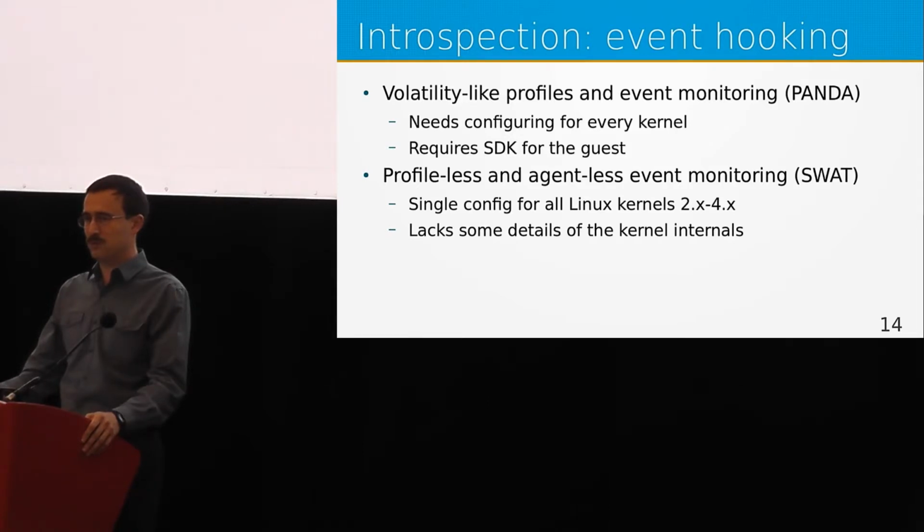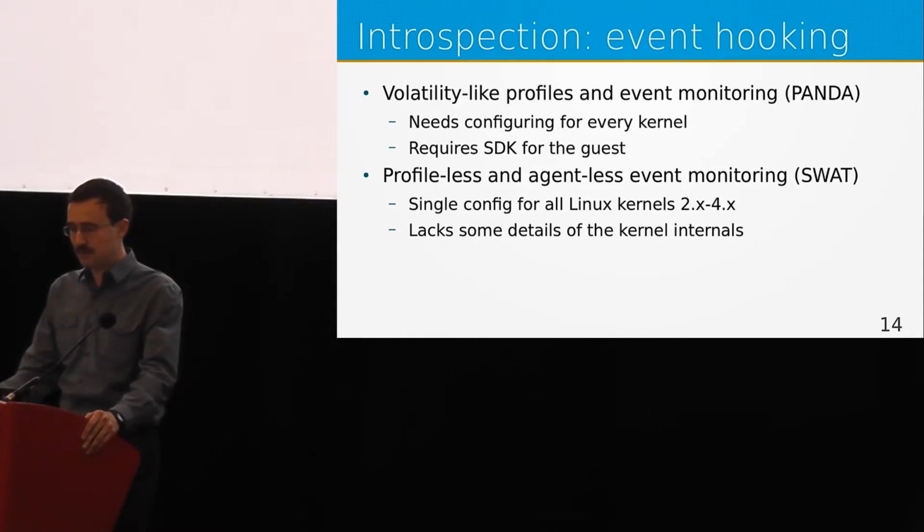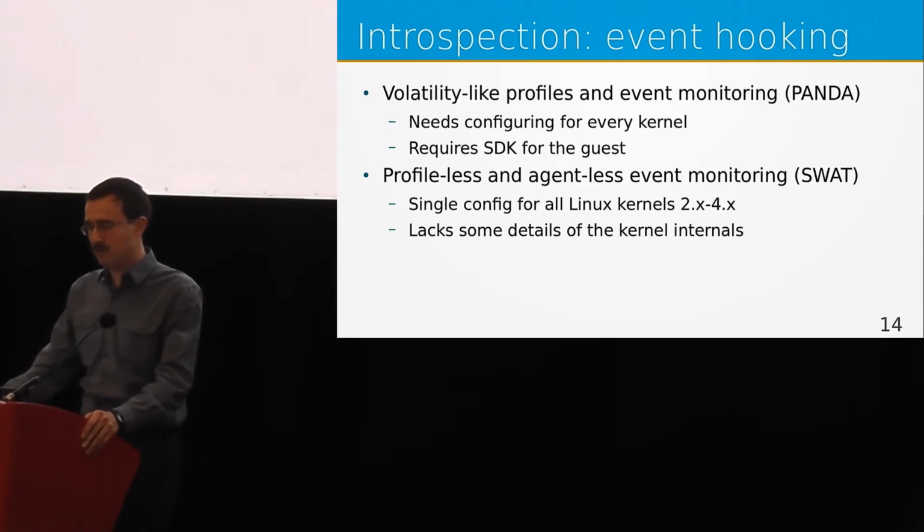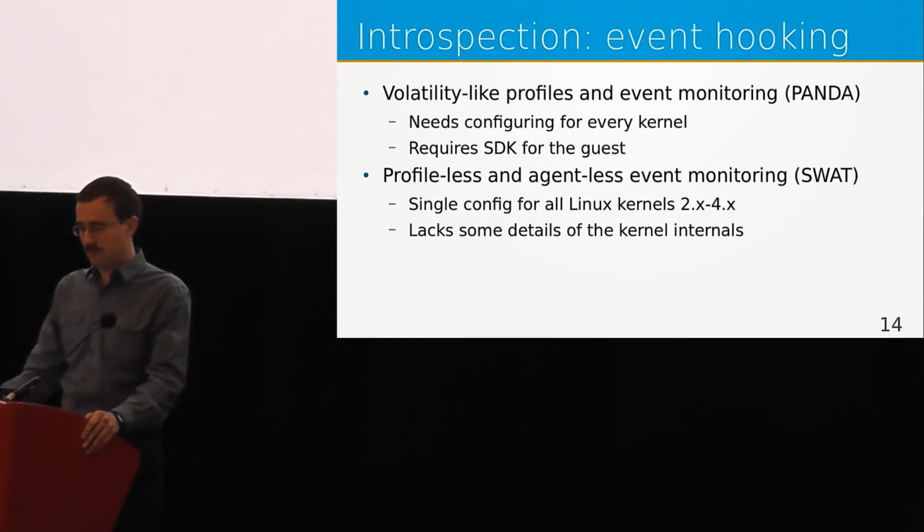Another similar but more lightweight approach is event hooking. For example, you hook at process switching and then go through the list of the processes in the kernel. This approach is more lightweight than the previous one, but it still requires some knowledge about the kernel.